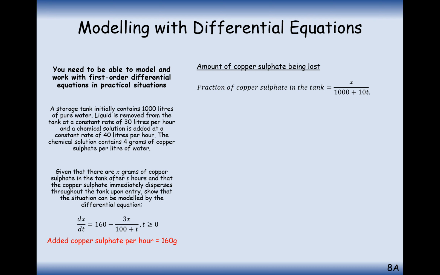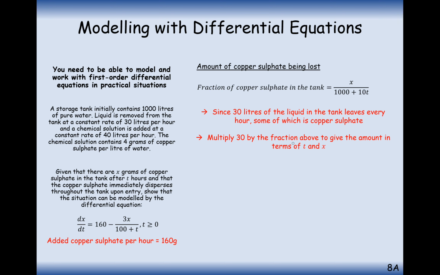So the bottom of this fraction is how much liquid is in the tank, and x is the amount of copper sulfate in the tank. But given that we have 30 litres of liquid in the tank that leaves every hour, some of which contains that copper sulfate, we need to multiply the fraction by 30 to give the amount in terms of t and x. So the amount of copper sulfate that's lost every hour is the fraction of copper sulfate that's in the tank times 30 litres every hour. So when we multiply those two together, there's a factor of 10 on the top and bottom, so we cancel out a factor of 10, and we have 3x over 100 plus t.